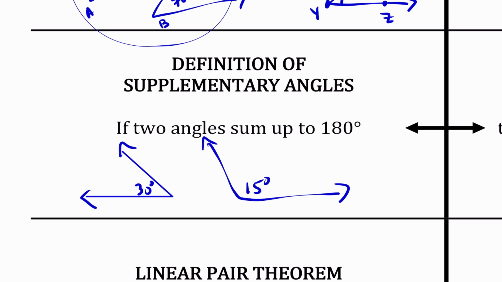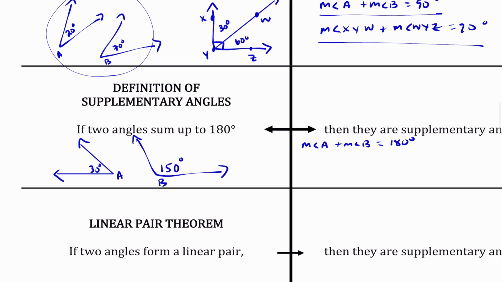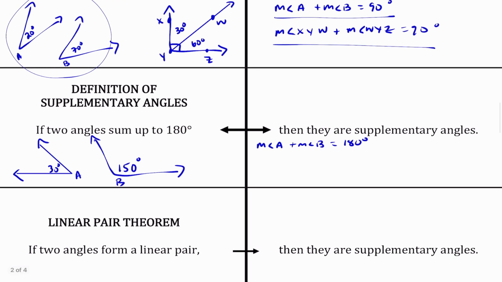Right? We'll call this angle A and angle B. So we can say that the measure, oh, sorry, this is not right. That should be 150 degrees. Okay, so we can say measure angle A plus measure angle B is equal to, well, 30 plus 150, that's 180 degrees, okay?